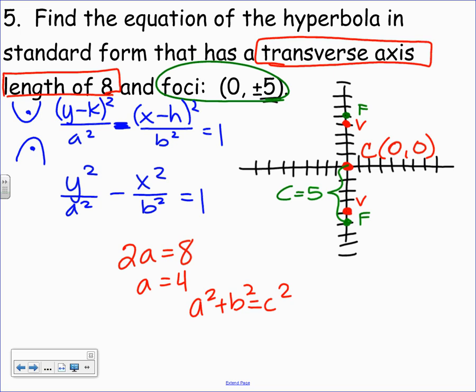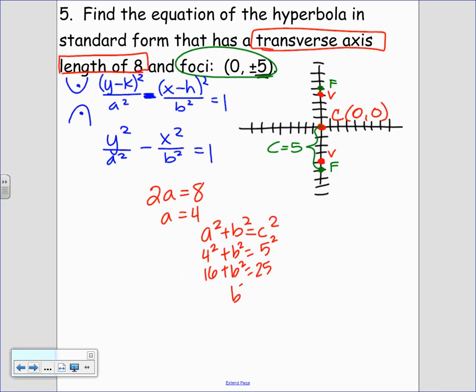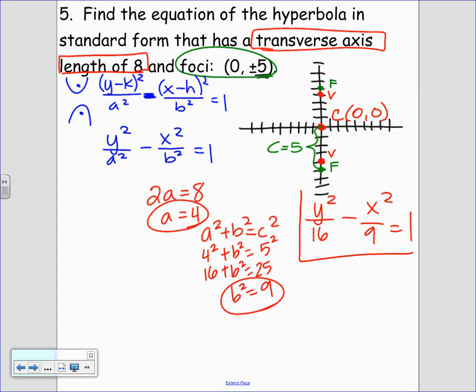We're going to use our Pythagorean theorem on this problem. A squared is 4 squared plus b squared equals c squared. So 16 plus b squared equals 25. I get b squared equals 9. All right, so there's a squared and there's b squared. My equation would be y squared over 16 minus x squared over 9 equals 1. Okay, fantastic. Moving on.